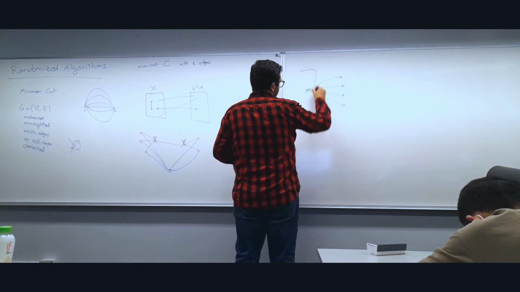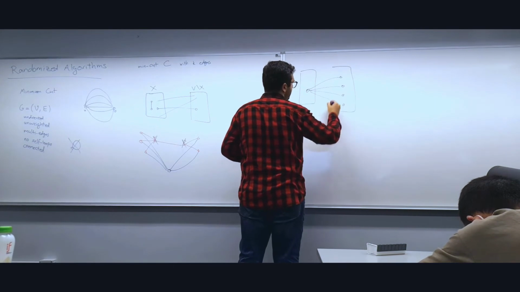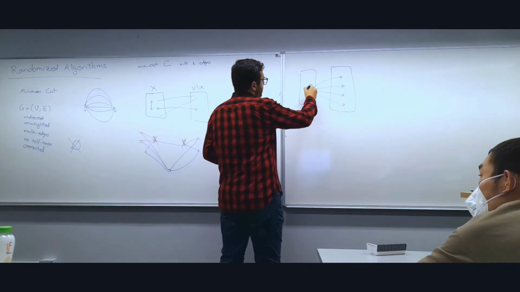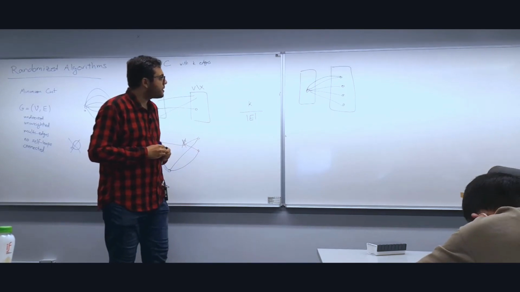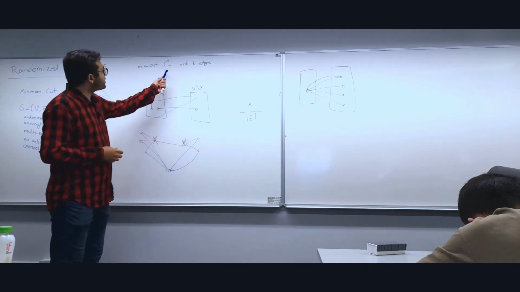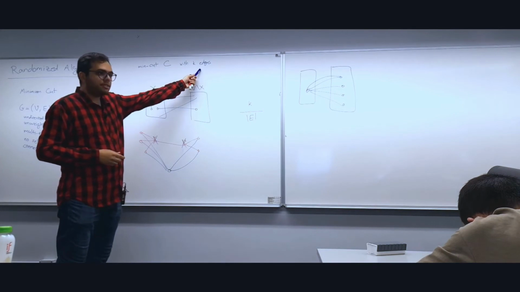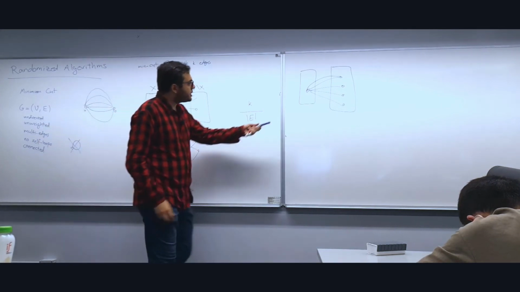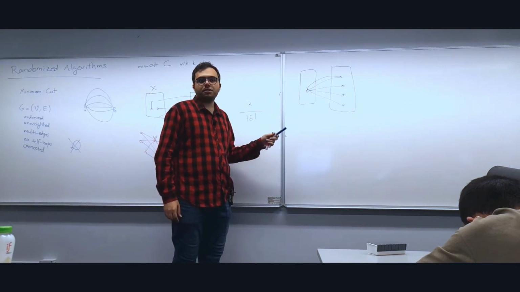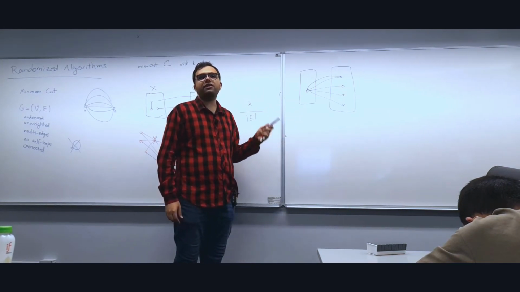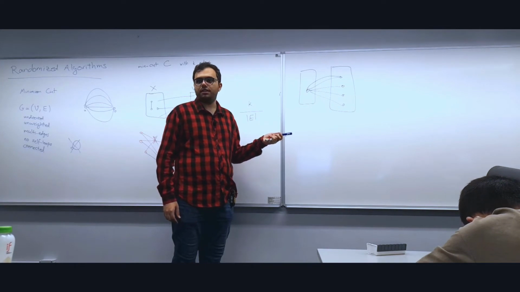Then the size of this cut would be the degree of this vertex, right? But I know that my smallest cut has k edges. So the degree of this vertex has to be at least k. And this works for every vertex. So the degree of every vertex has to be at least k.